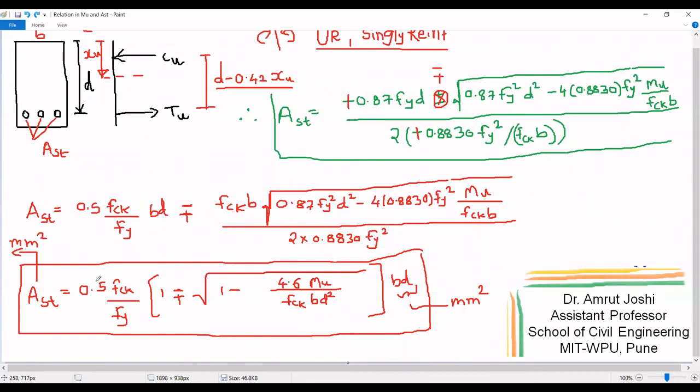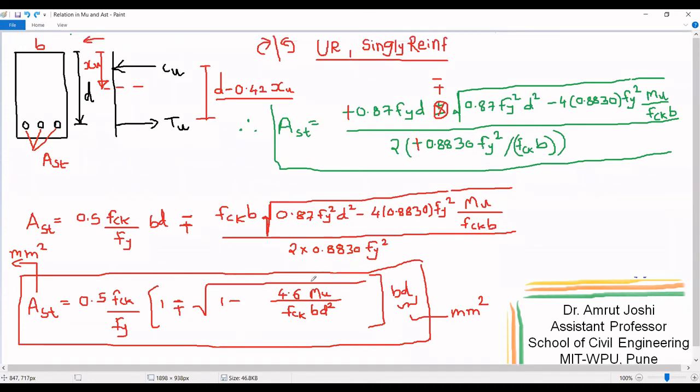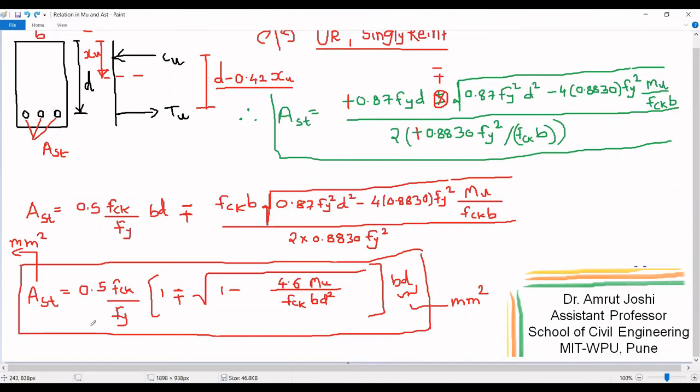Now let us look at how AST depends on Mu. Now let us look at this dependence of AST and Mu more closely. Before we do that, we have to understand that this relationship is valid only and only if the section is under reinforced and singly reinforced and rectangular. So with this understanding, we are going to use this relationship between AST and Mu.